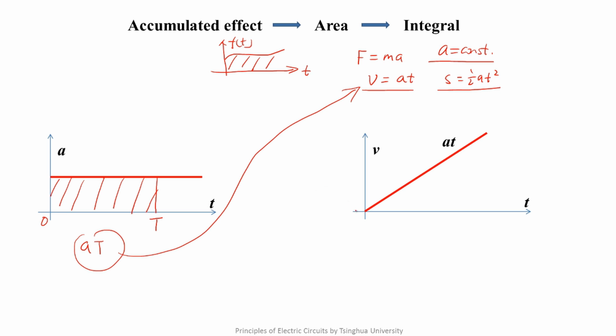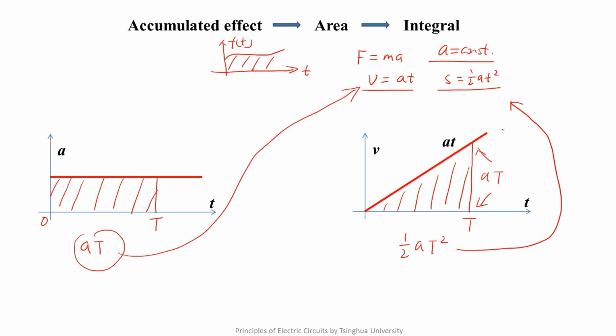Similarly, let's see the accumulated effect of v equals a t. Let's solve the accumulated effect at t equals capital T. That is the area of this part. It's easy to find this area. This is a triangle. The length is capital T and a t respectively. So the dashed area is 1 over 2 times a times t squared. You can find that it's the same as the displacement formula from middle school.